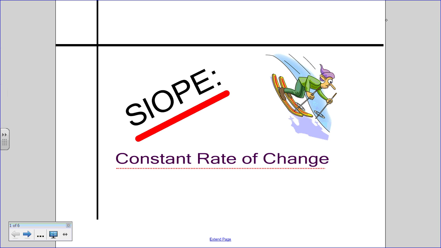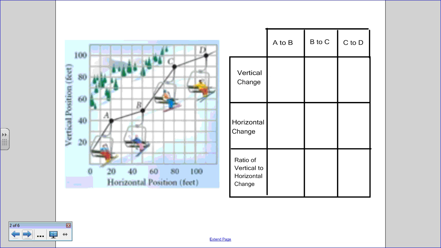All right, this is video 1 for chapter 6 on linear equations and their graphs. And this video is focusing on a constant rate of change, otherwise known as slope. When we're talking about rate of change, we're going to take a look at the first example from our textbook on page 308. And it's an activity to explore rate of change from a ski lift.